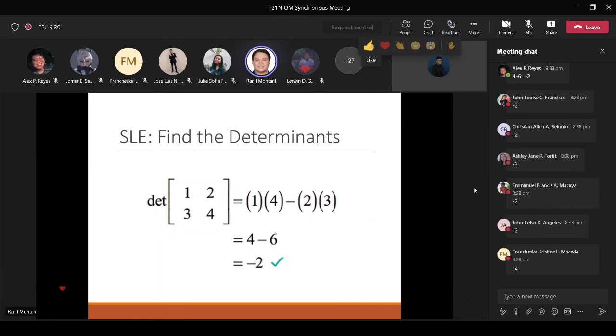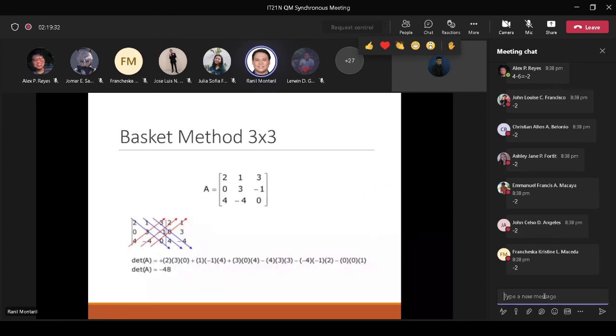Now, we have 3 by 3. So paano kapag 3 by 3 ang ating basket? What you're going to do is, to this given matrix, extend the first two columns. So 2, 1, 0, 3, 4, negative 4. From there, mag-basket tayo ng tig-tatlo, pababa, pababa, at pababa. Okay? And then mag-basket tayo pataas. Weave. In other words, i-weave natin siya.